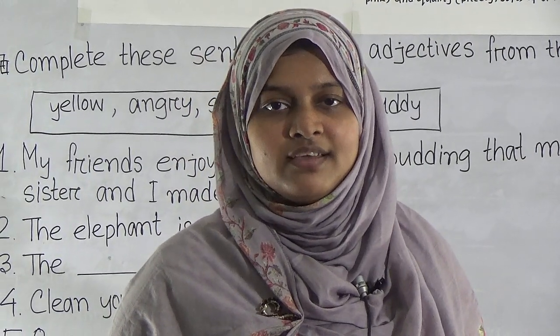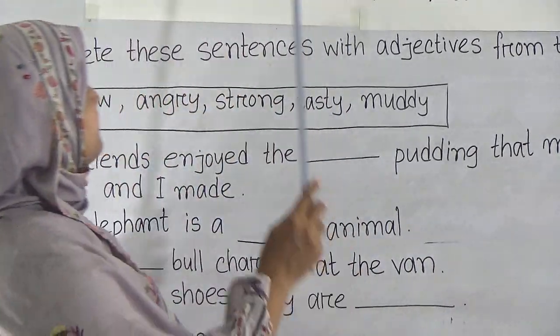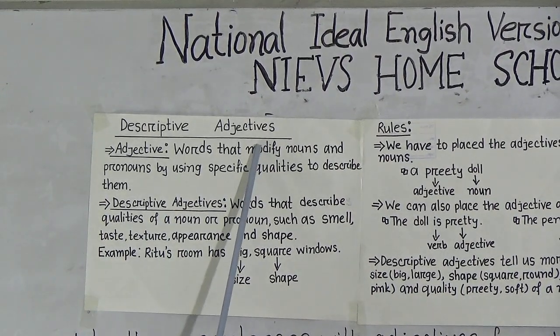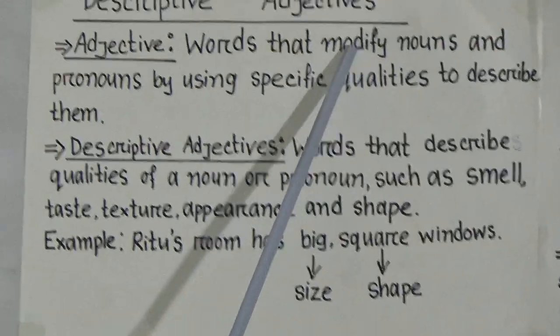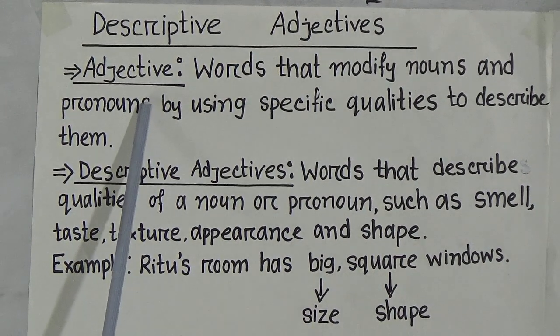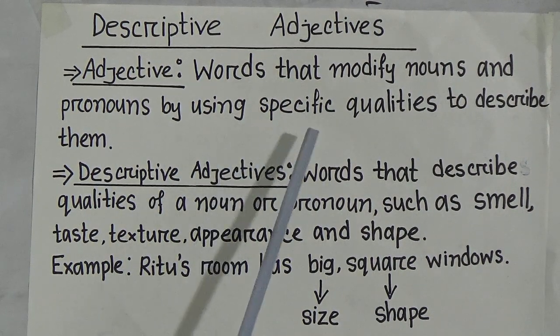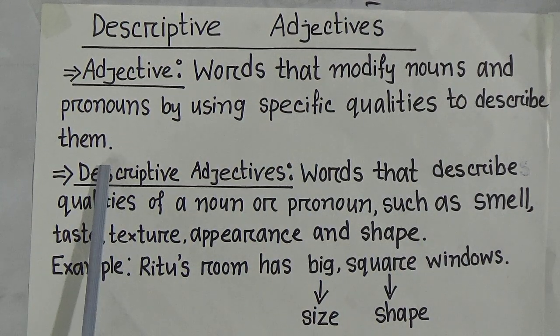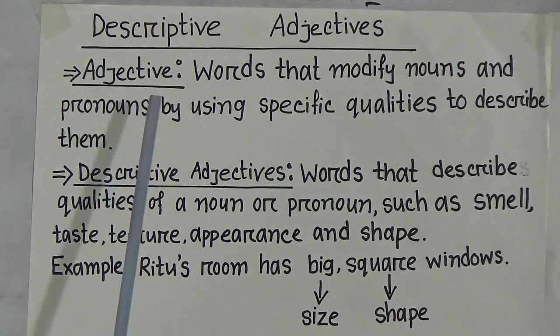Today I am going to take an English language class for the students of class 3 on the topic of descriptive adjectives. Before knowing descriptive adjectives, you have to know what an adjective is. Adjectives are words that modify nouns and pronouns by using specific qualities to describe them. So, when we define a noun or pronoun by its qualities, it is called an adjective.